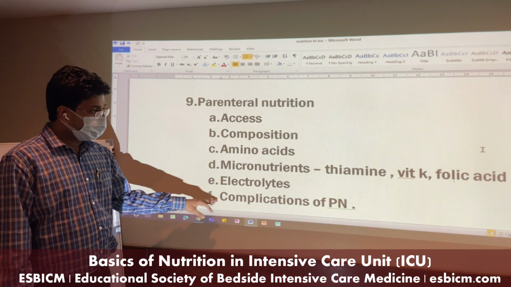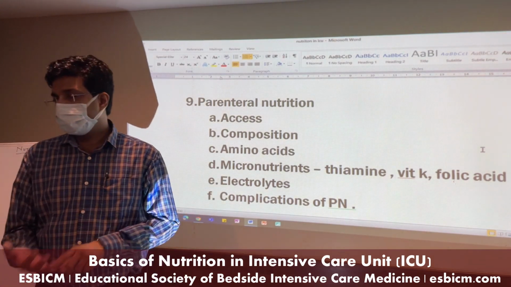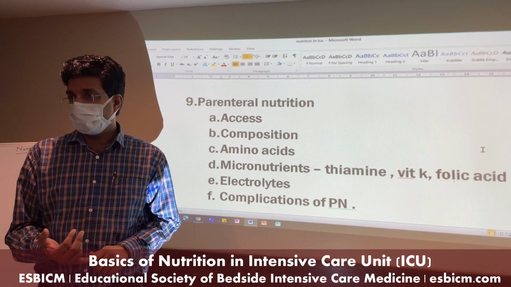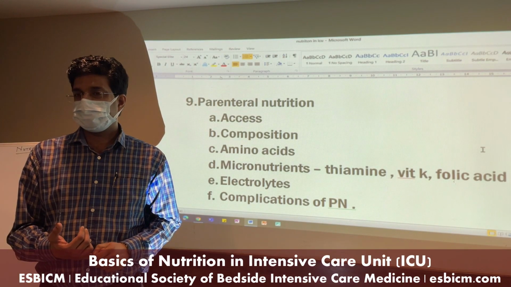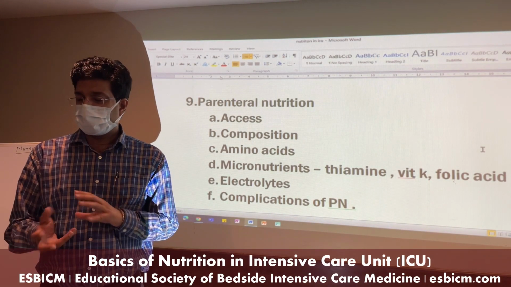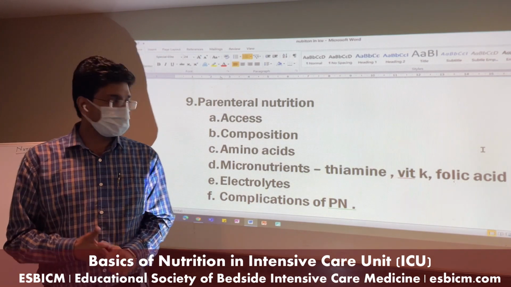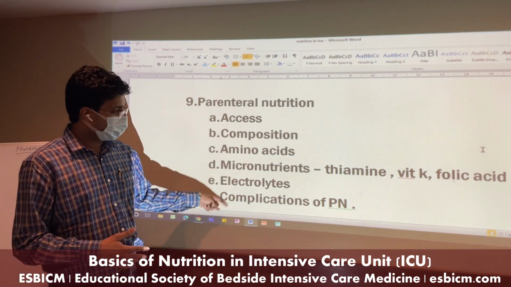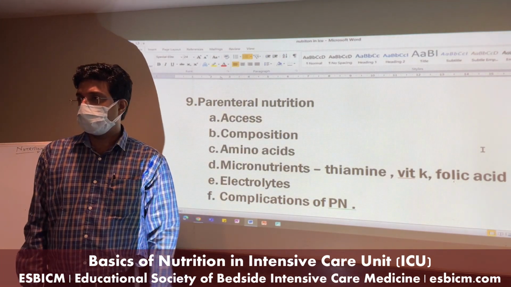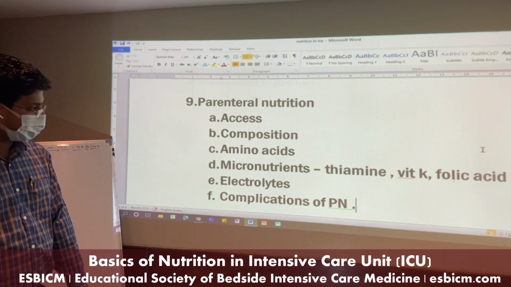Electrolytes also need monitoring. A complication of parenteral nutrition is usually fungemia; usually it's infection, sepsis. Some hyperglycemia is also a complication. If you totally rely on TPN, then you can develop deficiency of certain other trace elements.